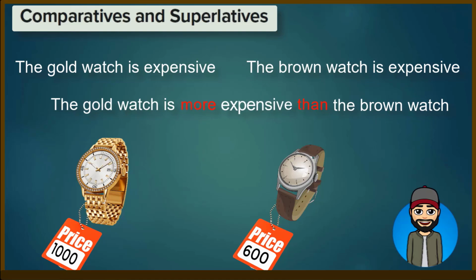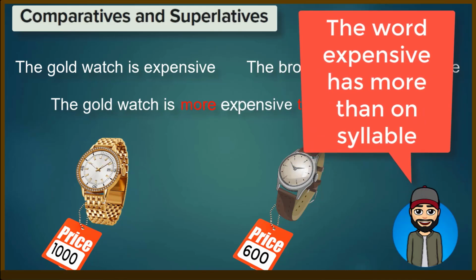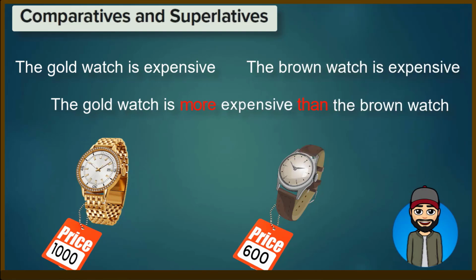Why did we do that? Because the word expensive has more than one syllable. The word expensive. How do you know that? If you listen to the word when you pronounce it, if you stop the air flow in your mouth, that's a syllable.